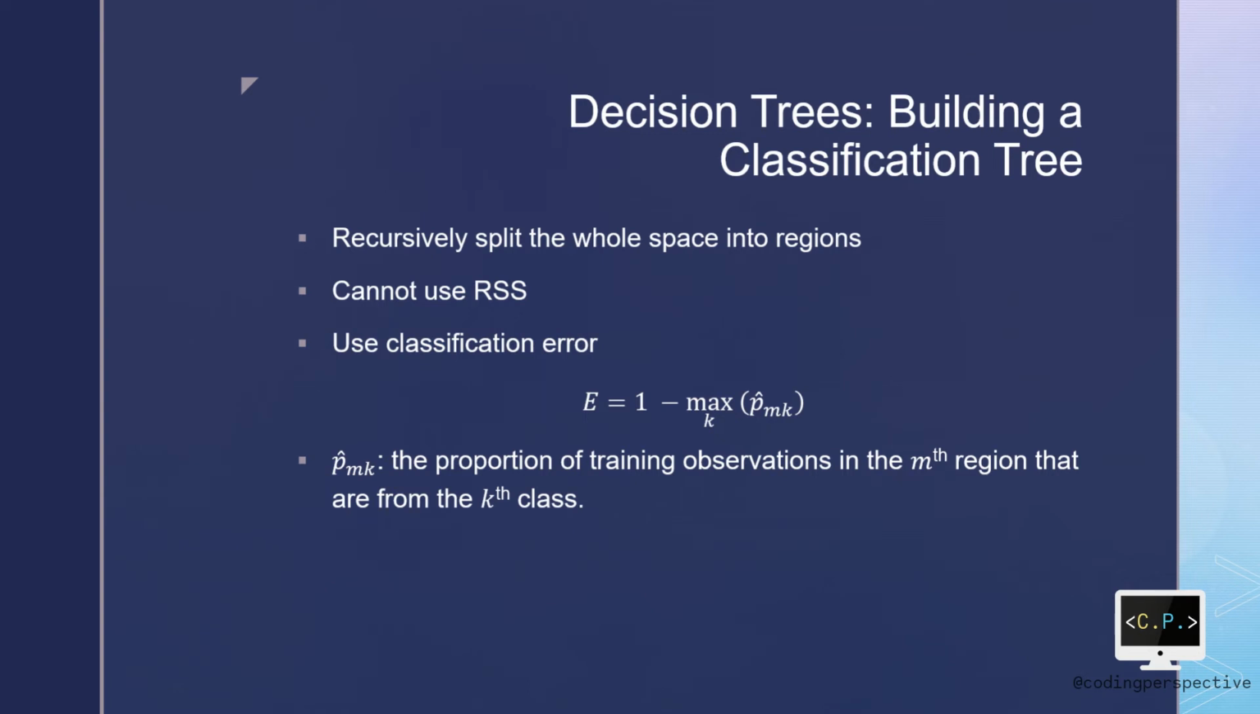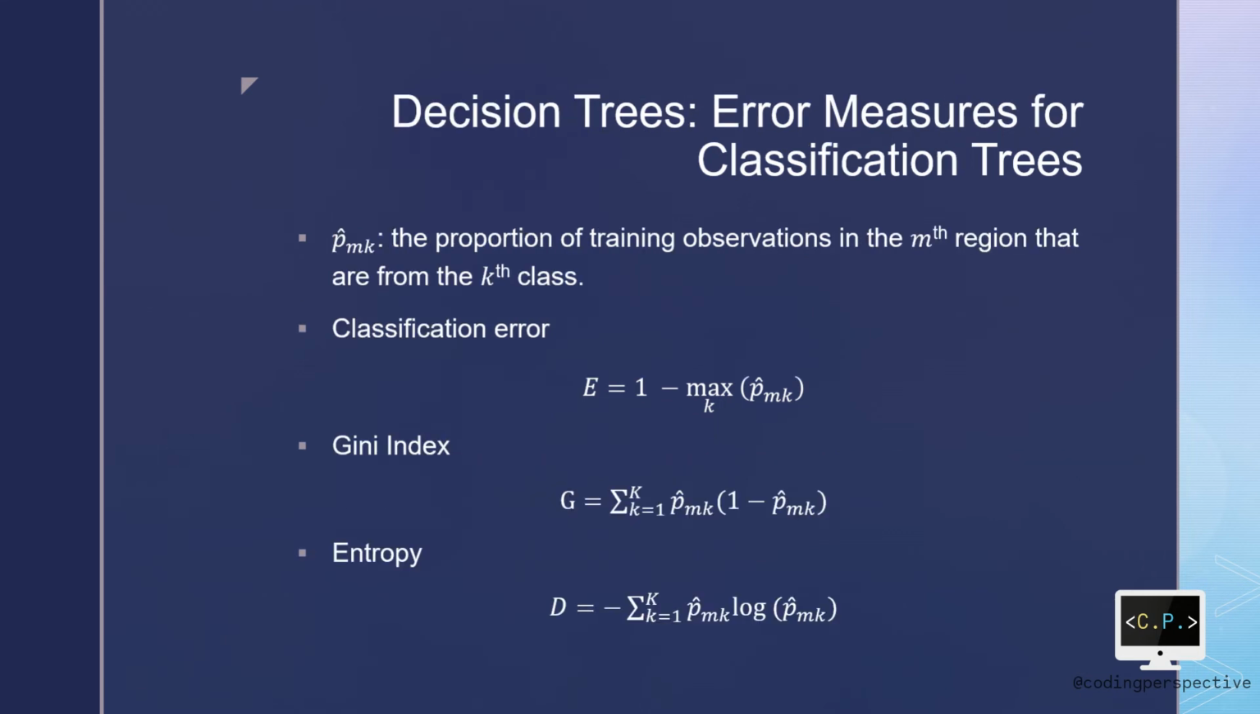The way to grow a classification tree is the same. We will split the whole space into regions, and we do this recursively. However, this time we cannot use residual sum of squares. Alternatively, we can use the classification error rate, which is given as 1 minus the maximum over k of p hat mk. Here, p hat mk is the proportion of training observations in the mth region that are from the kth class.